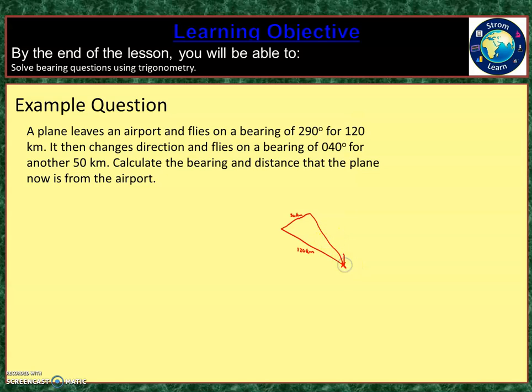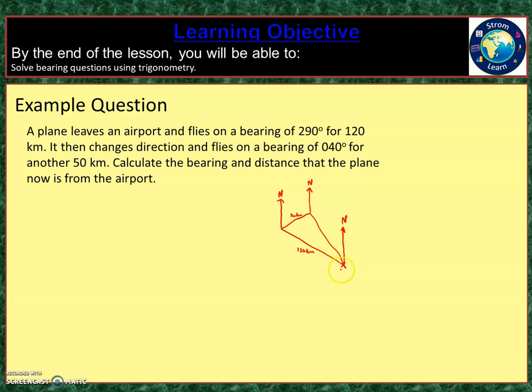I'm going to draw in some north lines, because we always want to go from north when we're looking at bearings questions. Calculate the bearing and distance the plane now is from the airport. So I've got two parts of this: the bearing and the distance. I've marked on the lengths in the question. Now I'm going to go back and mark on the angles.